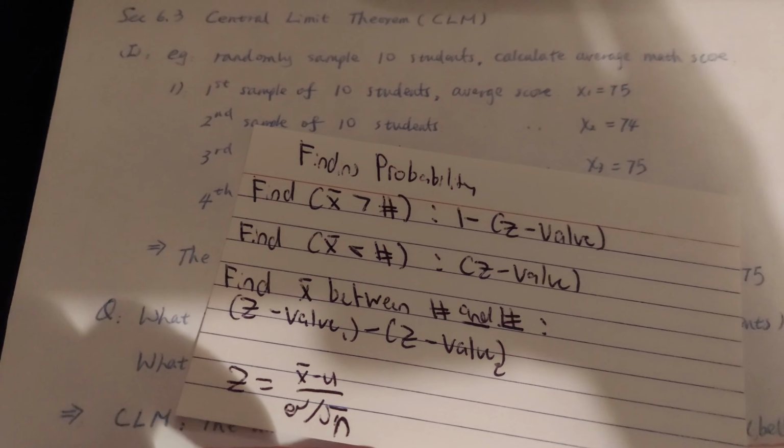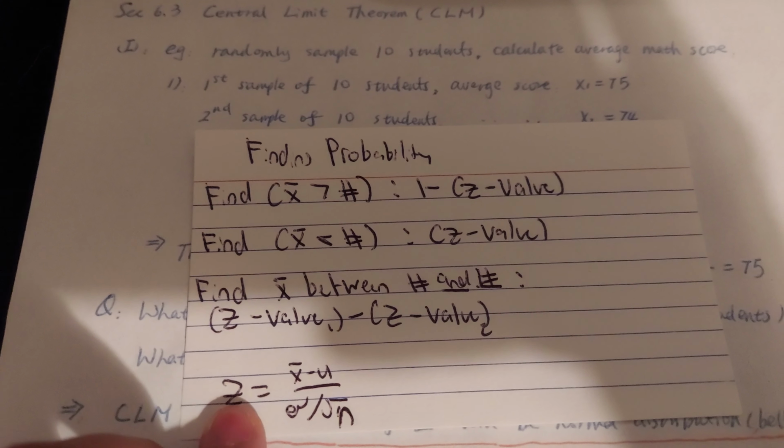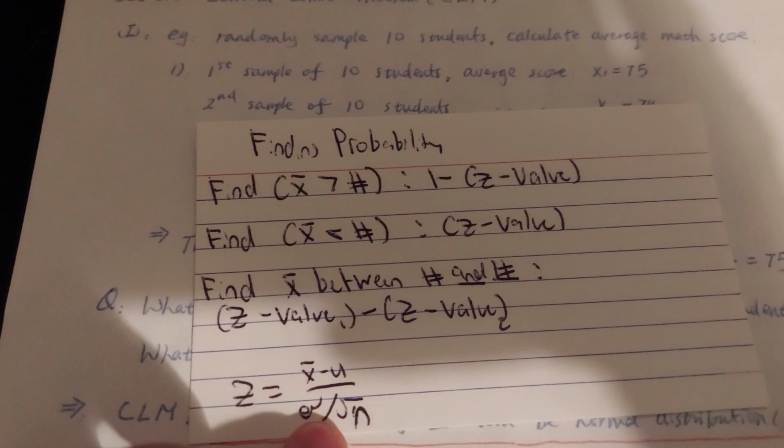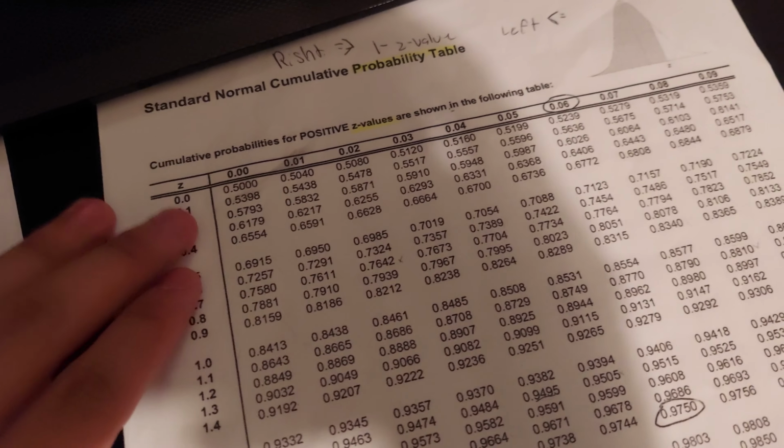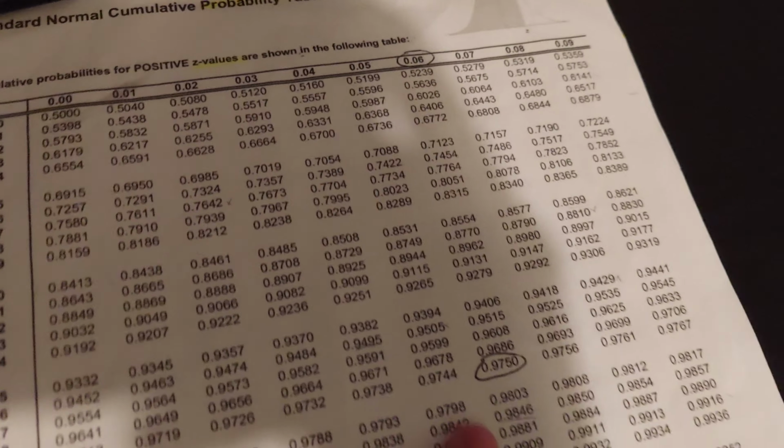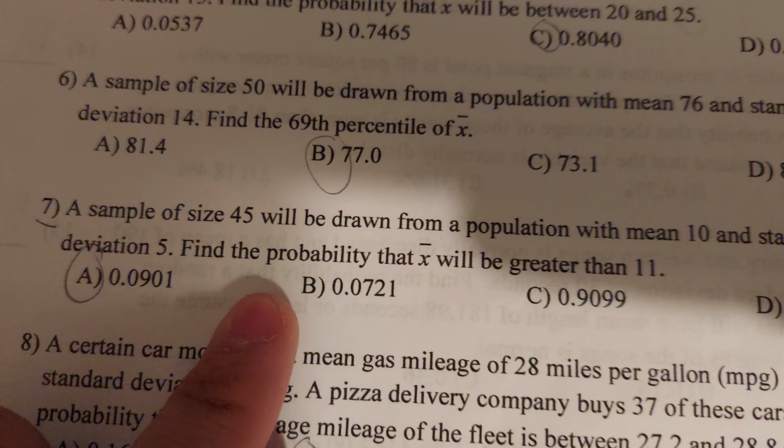Now how we're going to be finding those z-values is by finding z, using this formula right here. And whatever z we find there, we're going to be going over to the z-table, or the t-table, and locate that z-value. So let's put this into some word problems.